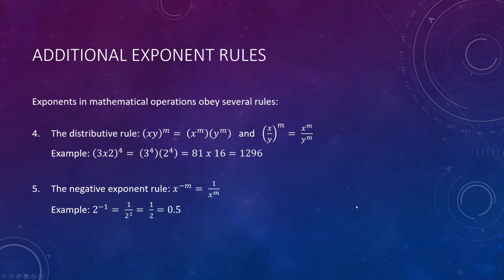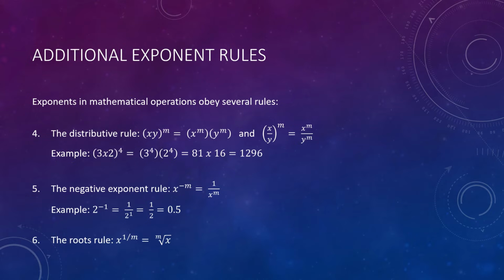So, as an example, 2 raised to the negative 1 power, it looks kind of weird, so let's rearrange it and say that's 1 over 2 to the first power. Well, remember, the first power is basically nothing, so it's just 1 over 2, which is 1/2. So it's 0.5 if you move it into decimal form.